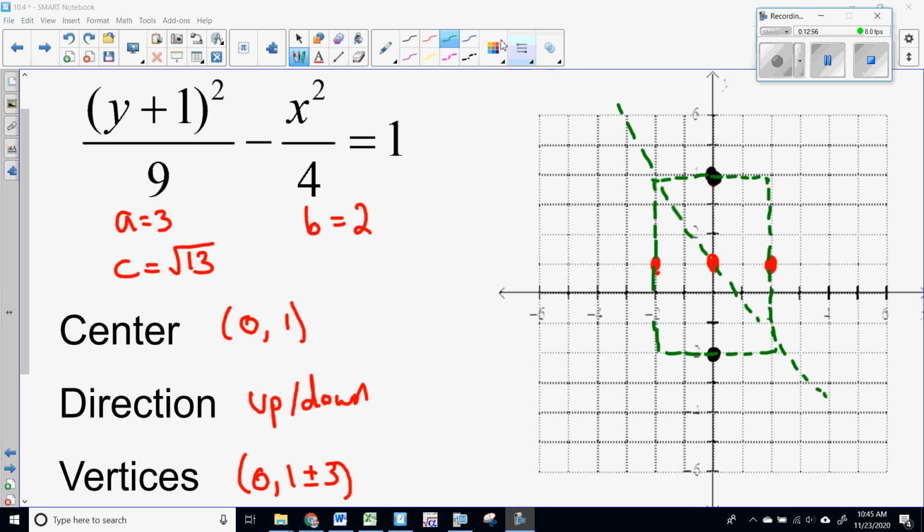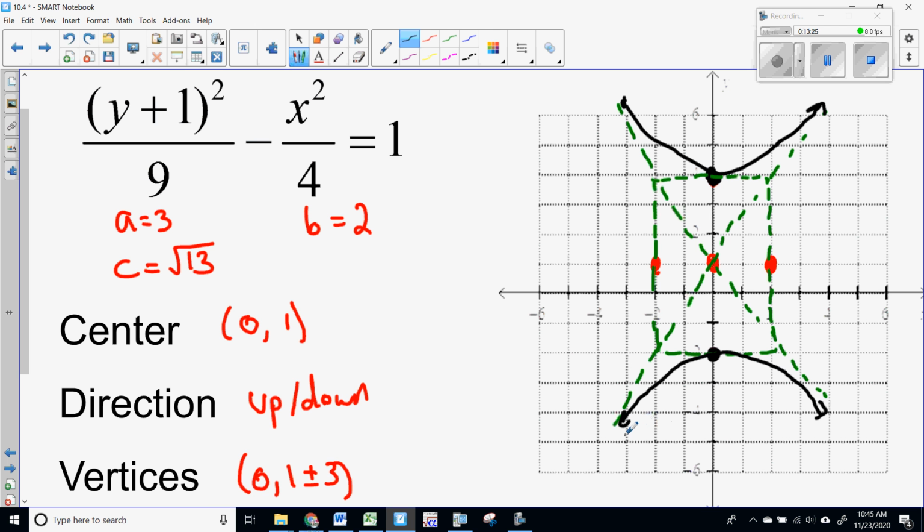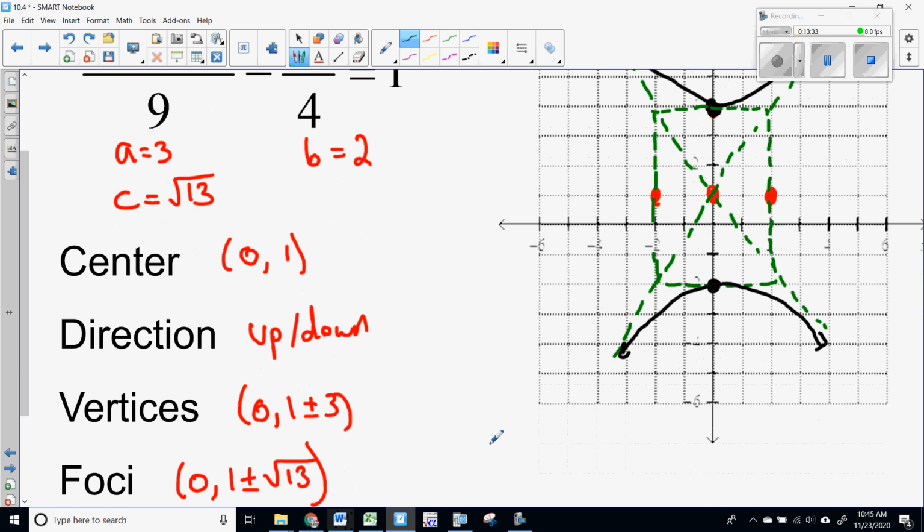Now, if we draw the second asymptote or diagonal for this box, and we finally can draw a hyperbola, we use these asymptotes through our vertices to get our general shape. So, very, very similar to an ellipse. Same kind of moving left, right, up, down. It's a little bit different now that we get this box.